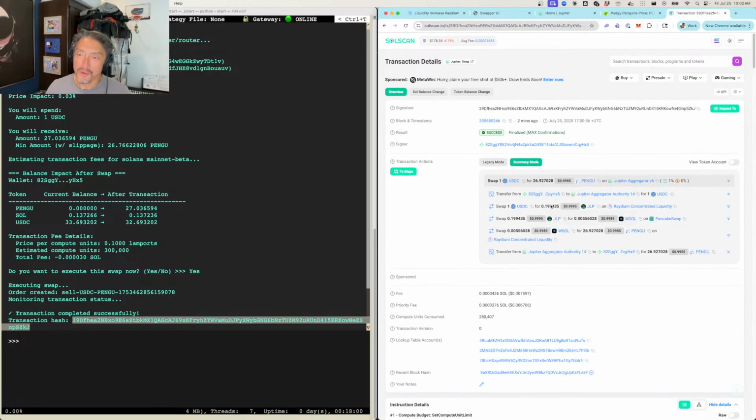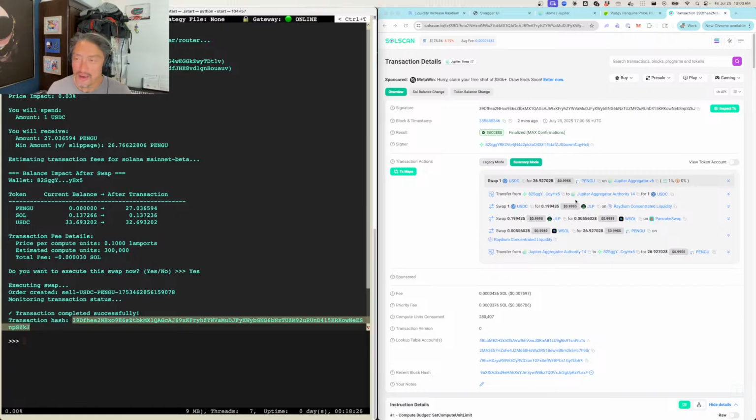So as I mentioned before, if you're new to blockchains, anytime you're trying something new, I always recommend starting with very small amounts, because the good thing about trading on blockchains is that you can do a lot of experimentation for very low fees. So the fee we just paid for this transaction was 0.006 cents. That's why we were able to do a $1 trade. We bought basically $1 worth of Pengu.